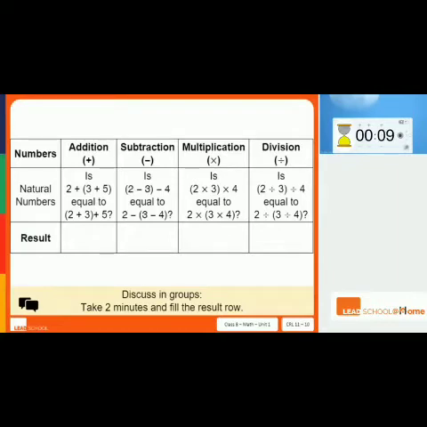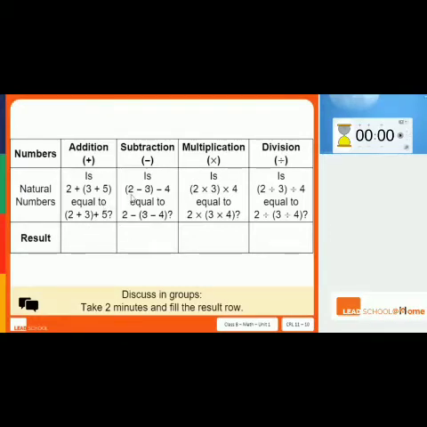Last 10 seconds. Stop writing in 3, 2, 1 and 0. Now pay attention. So if we see the first part, 2 plus 3 plus 5, if we add 3 plus 5 we get 8 and 8 plus 2 is 10. Then if we add 2 plus 3 first, we get 5 plus 5, it is 10. So the answer is same in both the cases.